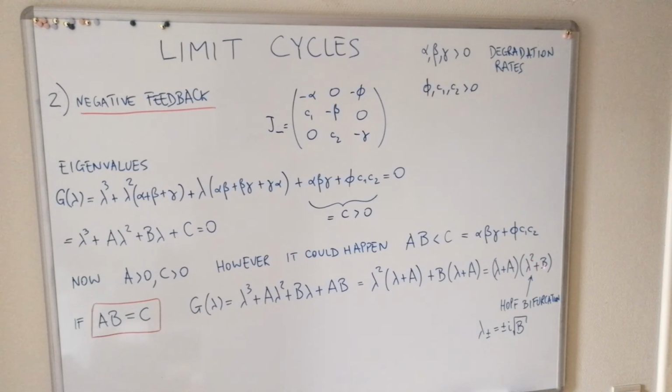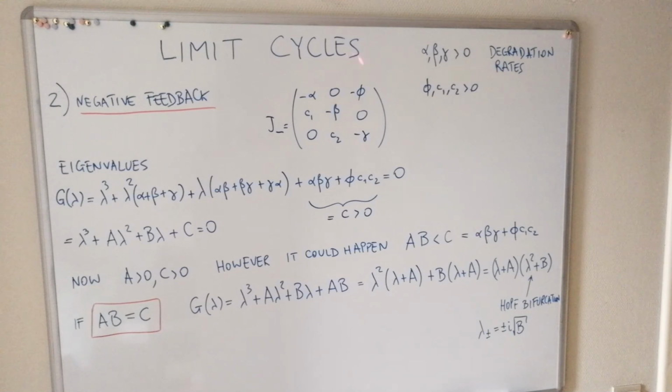And then we have lambda squared plus b equal to 0, which gives lambda equal to plus or minus i square root of b. This is a pair of purely imaginary complex conjugate eigenvalues, and this is precisely the Hopf bifurcation. So this negative feedback case is exactly compatible with the Hopf bifurcation. You must have that A times B is equal to C, and this happens if phi is sufficiently large, or phi times C1 and C2 is sufficiently large.